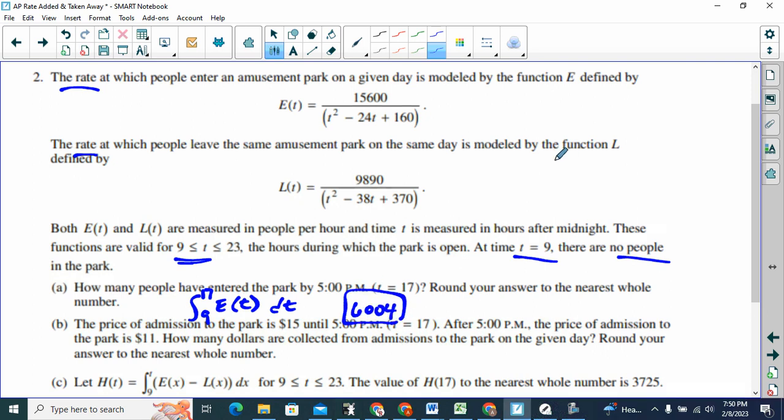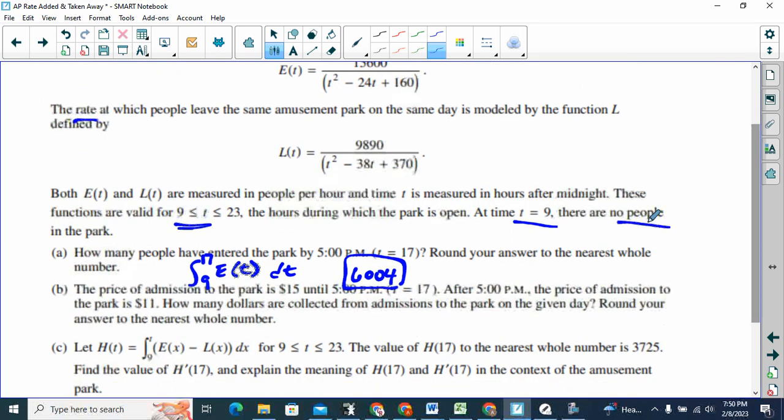Part B says the price of admission to the park is $15 until 5 o'clock. And then after 5 p.m., the price of admission is $11. How many dollars are collected from admissions to the park on a given day? So we know that we had 6,004 people that came into the park over those first 8 hours from t equals 9 to t equals 17. So those 6,004 people are paying $15 a piece. We need to figure out how many people enter the park from 5 p.m. until they close.